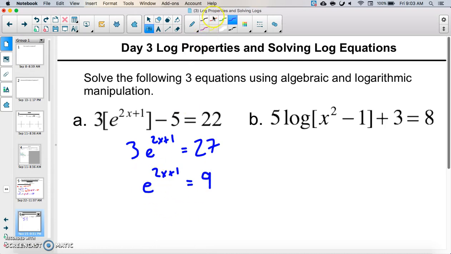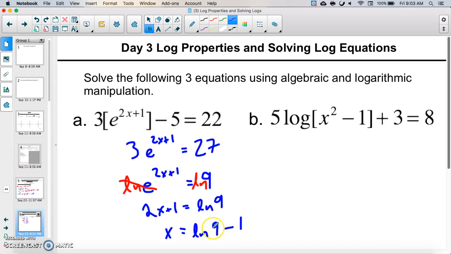And then to get rid of that e, we can take the natural log of both sides. So we're just left with our exponent of 2x plus 1 equals natural log of 9. And then from there, it's just normal solving equations. You would subtract the 1 and divide by 2. So we would end up with natural log of 9, and then we would have subtracted 1 from it and then divided everything by 2. So we'll put the whole thing over 2.